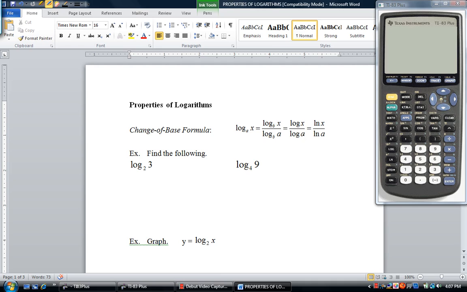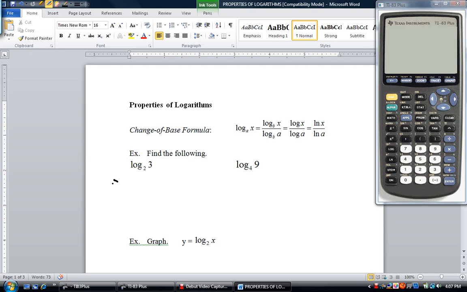Since we are using a calculator, we're going to use either log base 10 or ln, which is natural log, because both of those are on the calculator. The way you remember this formula is, when you read log base a of x, a is the base, and the base goes on the bottom. Let me say that again. The base goes on the bottom. So that's why we have log of a on the bottom, because that's the base and it goes on the bottom.